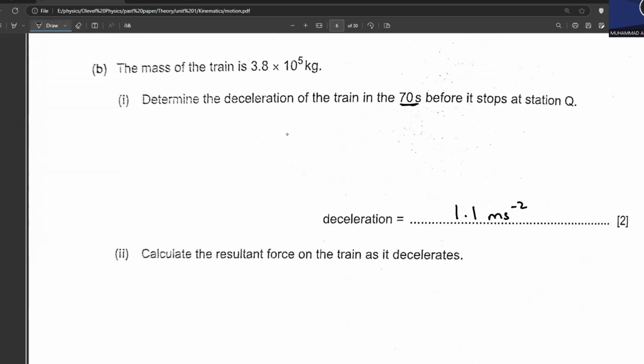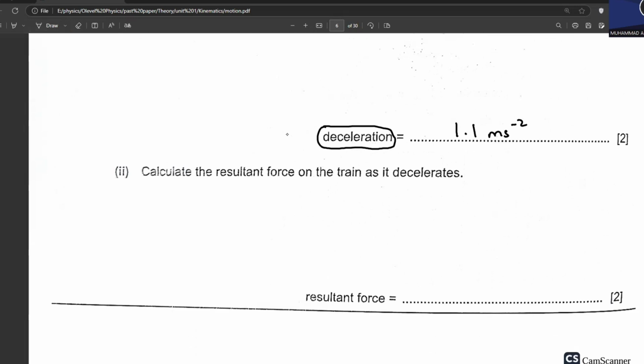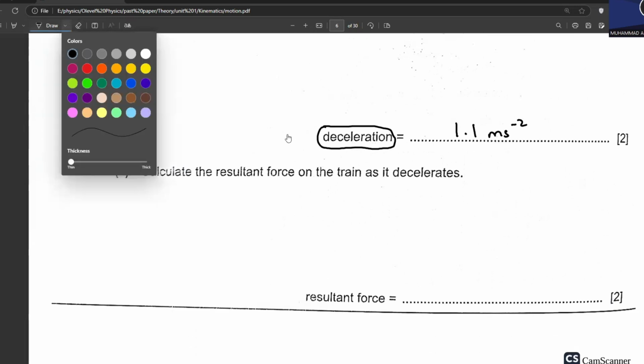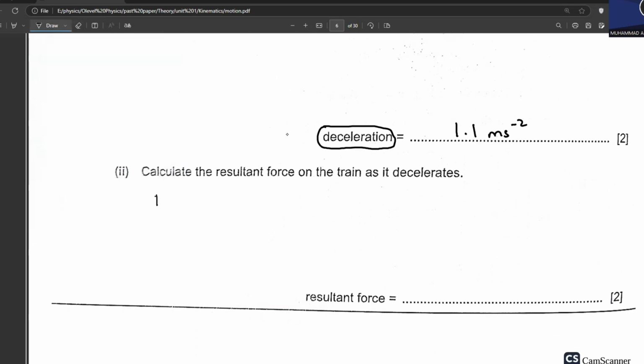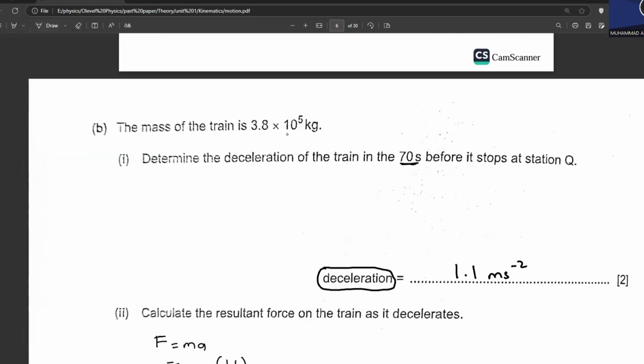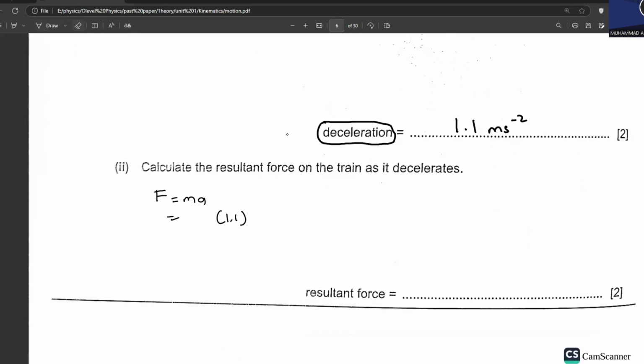Now, an important thing to note here is, since we are asked about deceleration, we will ignore the negative sign and just give the magnitude, because deceleration already accounts for the negative sign. Calculate the resultant force on the train. Now we have to calculate the resultant force on the train. Resultant force. Force is equal to ma. Your acceleration is 1.1, or you can say deceleration. What was your mass? 3.8 into 10 raised to the power of 5.